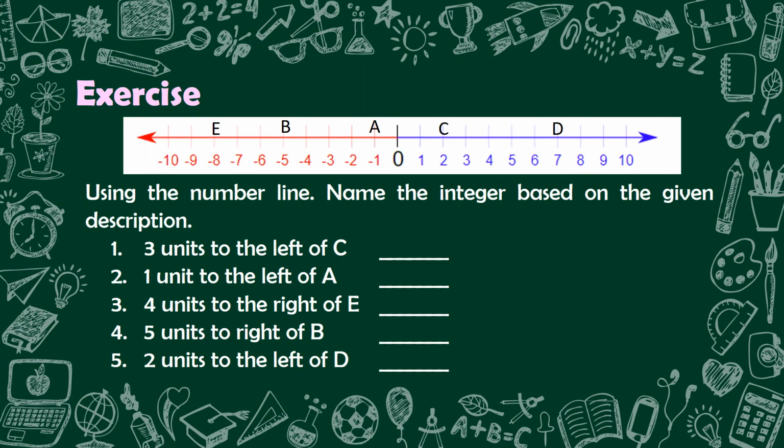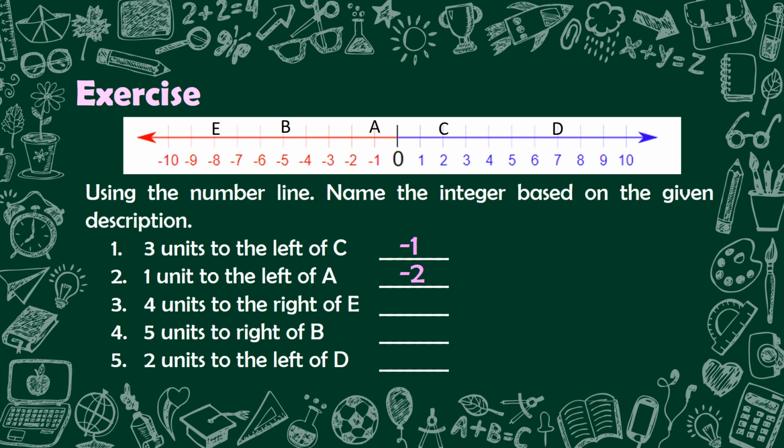Let us try this exercise. Using the number line, name the integer based on the given description. 1. 3 units to the left of C. C is equal to 2, so 3 units to its left will be equal to negative 1. That's right. Let us have number 2. 1 unit to the left of A. A is at negative 1. So 1 unit to its left, we will arrive to, that's correct, negative 2.